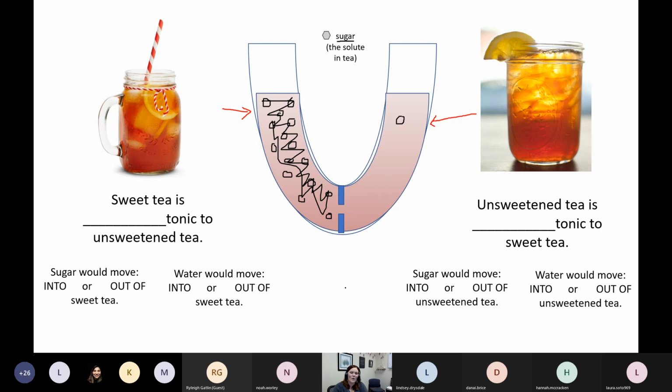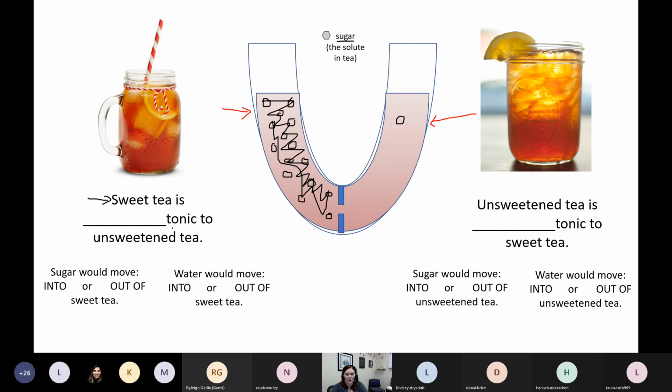All right, so we have done our experiment. We've set up our experiment with sugar in our sweetened tea and very little sugar. Maybe we'll say it's the natural sugar in our unsweetened tea. So we've already set this before. Let's make sure that we review it here. When I'm talking about this statement over here on the left, sweet tea is blank to unsweetened tea. We're doing a tonic word here. Is it hypotonic, hypertonic, or isotonic?